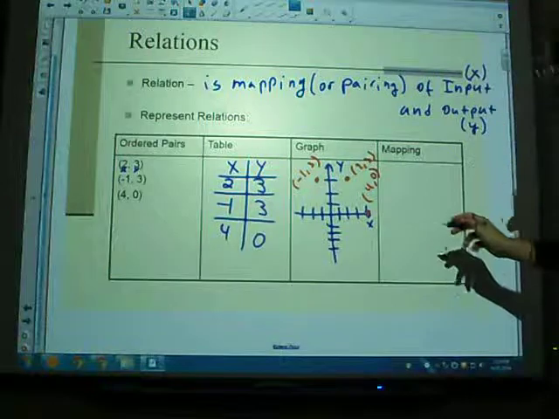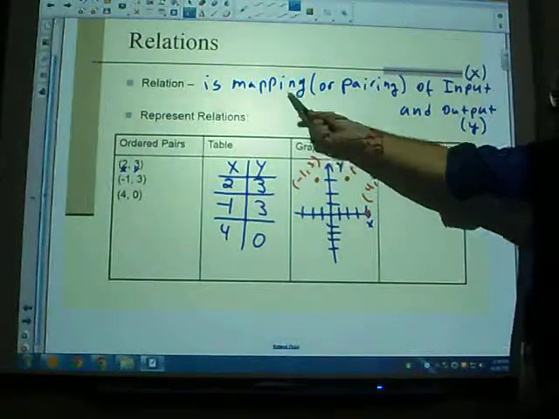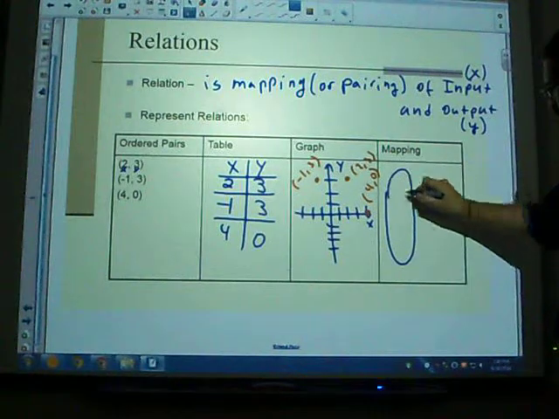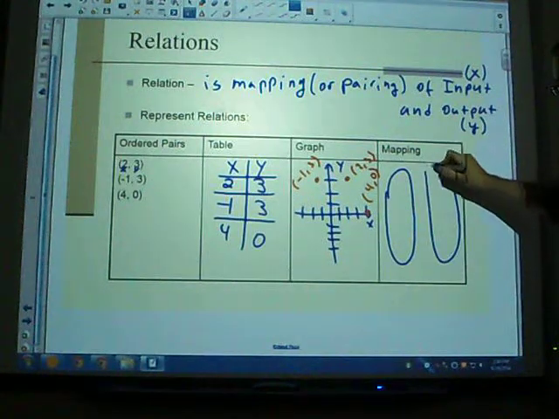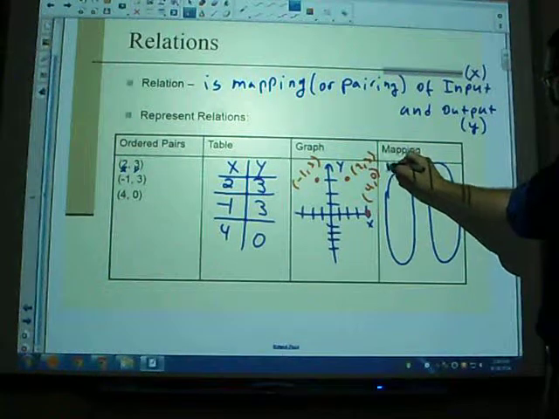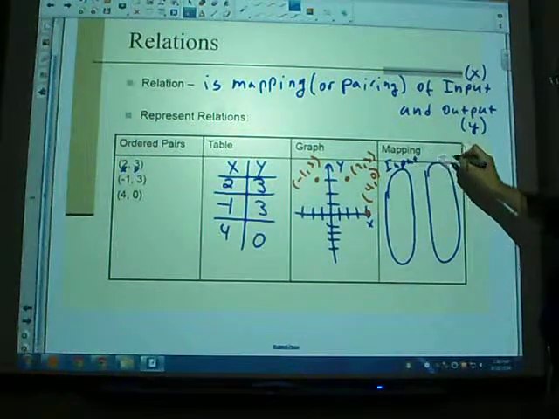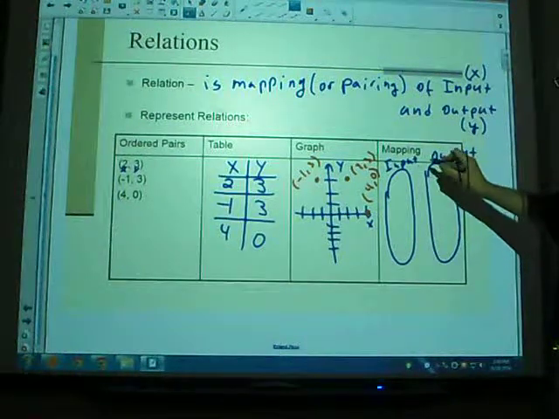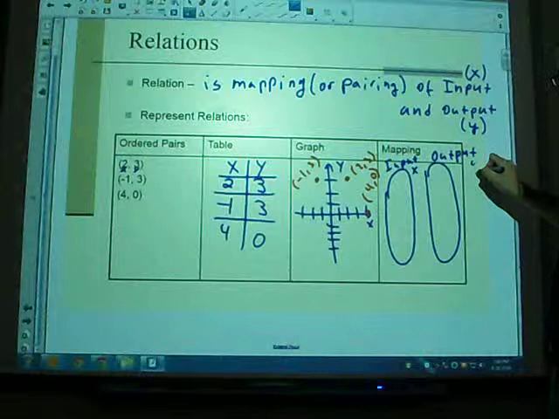And finally, we can represent it as a mapping, since a relation is a mapping. For a mapping, we draw two sausage-like ovals. The first one will always be our x, or input. The second one is always going to be output. This, remember, is our x and y.